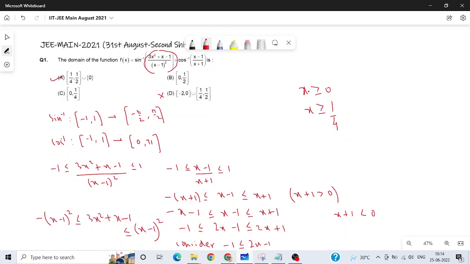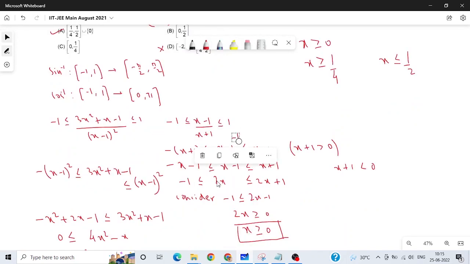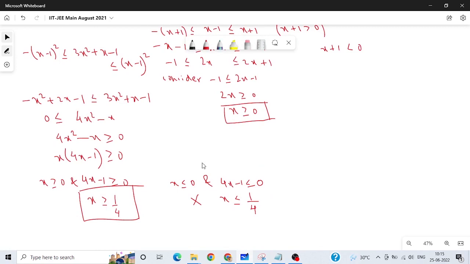If you want to find the complete solution, since I'm saying that A is correct, definitely we should also have the condition x is less than or equal to 1 by 2. You will get x less than or equal to 1 by 2 by solving the other part of the inequality, that is nothing but 3x square plus x minus 1 is less than or equal to x minus 1 square.